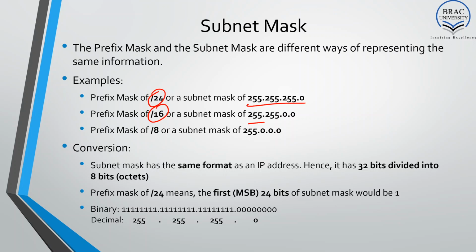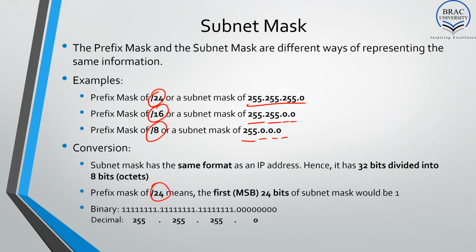If it's /16, it's 255.255, and if it's /8, it's 255 and then 3 zeros. Now, how does this conversion work? A subnet mask has the same format as an IP address. It has 32 bits, broken down into 4 octets. So each octet has 8 bits, right?